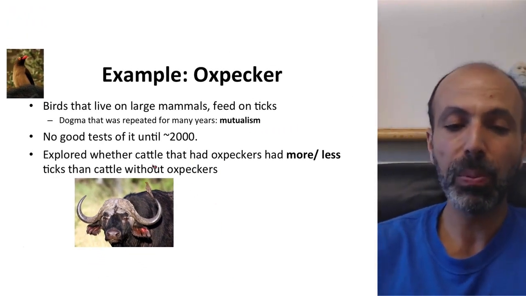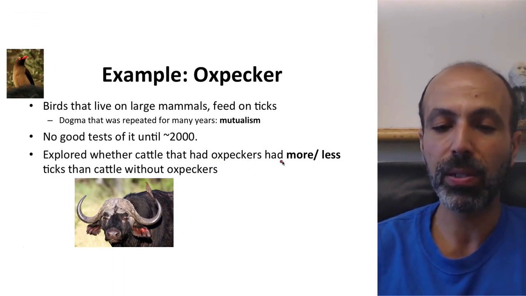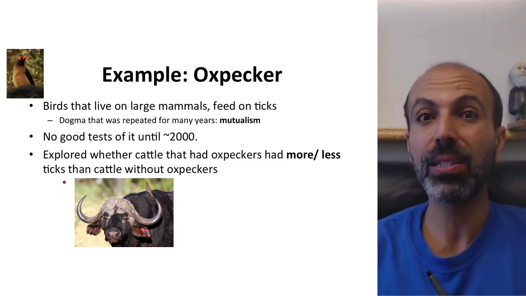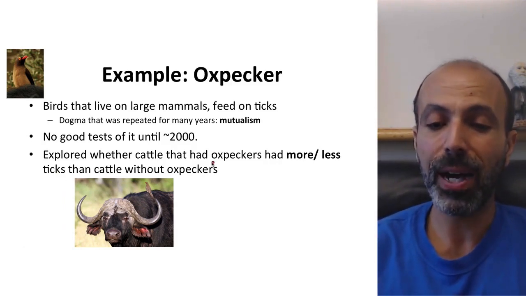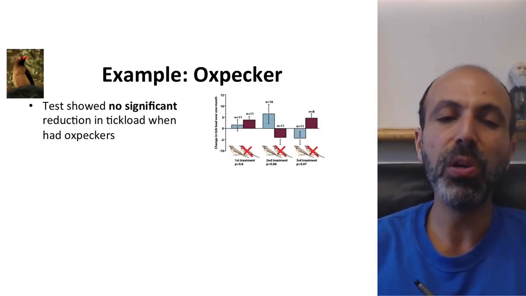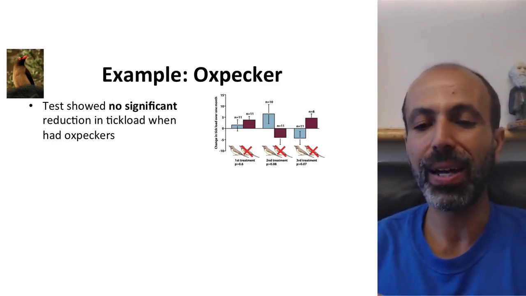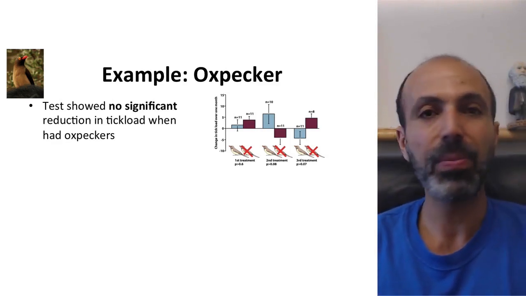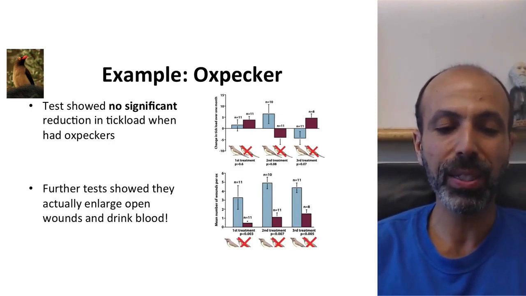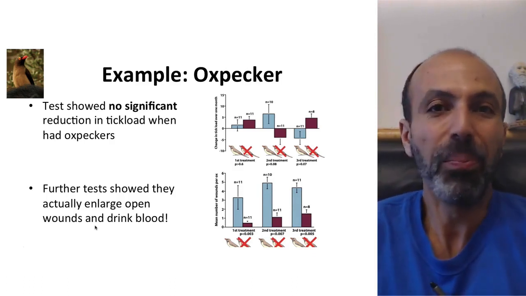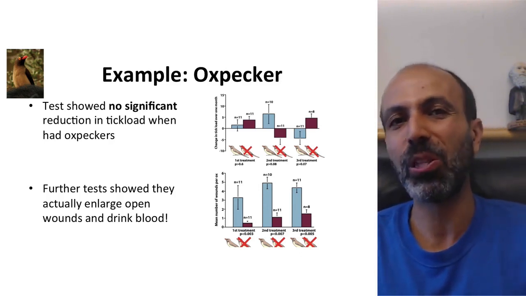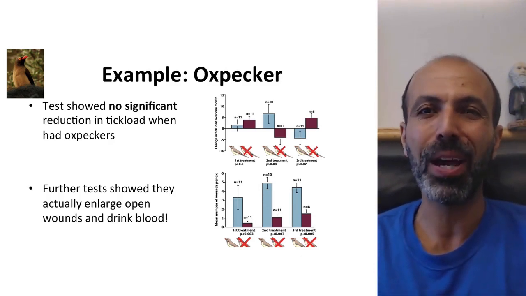And what happened then is people started exploring whether the cattle that had oxpeckers had more or less ticks than cattle without oxpeckers. Now, if the oxpeckers are picking off the ticks, then you would assume that cattle that have the oxpecker bird should have fewer ticks, right? Well, in fact, tests showed there was no significant reduction in tick load when you had oxpeckers. So they tested this multiple times, and there was no significant reduction. And in fact, further tests showed that these oxpeckers were actually enlarging open wounds and drinking the blood from the ox. That's not good. That's not mutualistic at all. That's something very much to the benefit of the bird, but to the detriment of the large mammal.